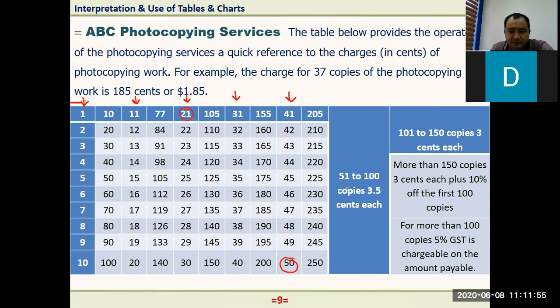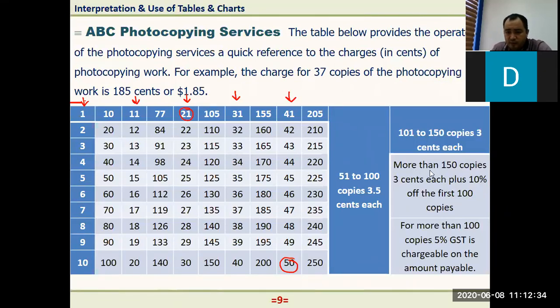It says that if the number of pages you want to photocopy is between 51 and 100 inclusive, copies are 3.5 cents each. So for 75 pages, 75 times 3.5, calculate, and that's the cost. And 80 times 3.5 is 280, which is $2.80. And if it is between 101 and 150 copies, 3 cents each. Until here, everything is clear, I guess.